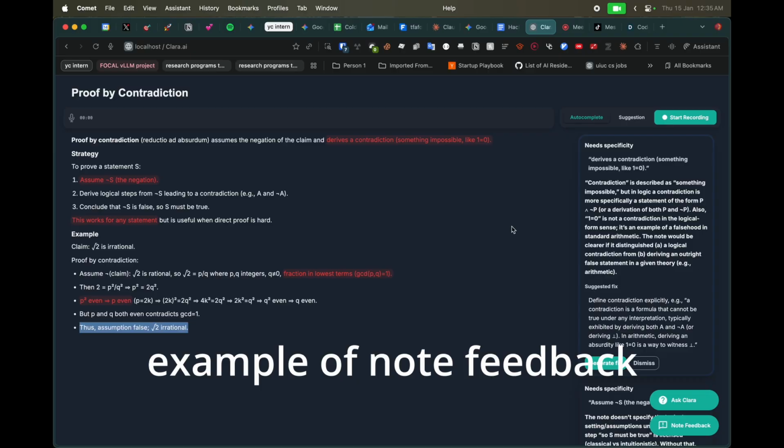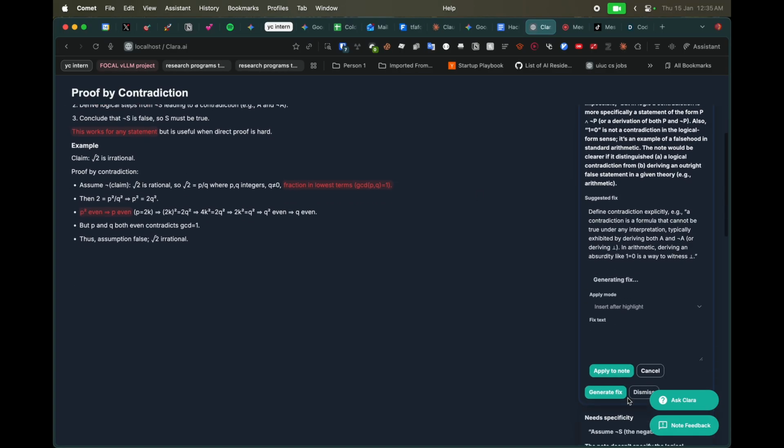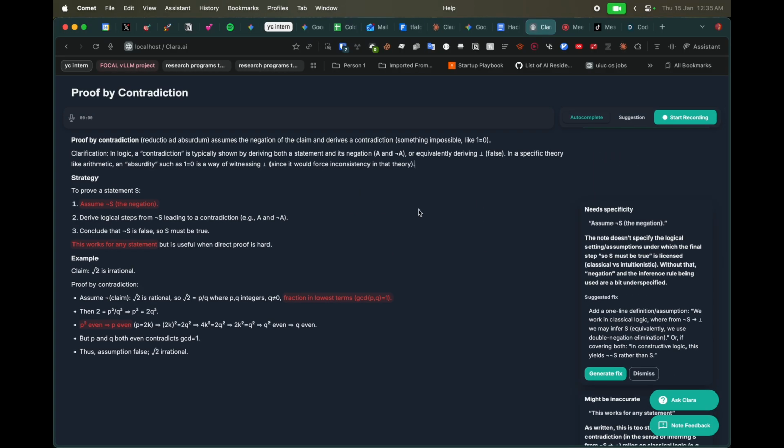The AI also generates previewable fixes for replacement or insertion within your notes. Let's try Note Feedback on these proof by contradiction notes. It finds an issue here, saying that "contradiction" doesn't mean it's possible. And it says that this is actually not specific enough, which, fair enough, it is not specific enough. And it comes up with a clarification as an insert, and there you go.